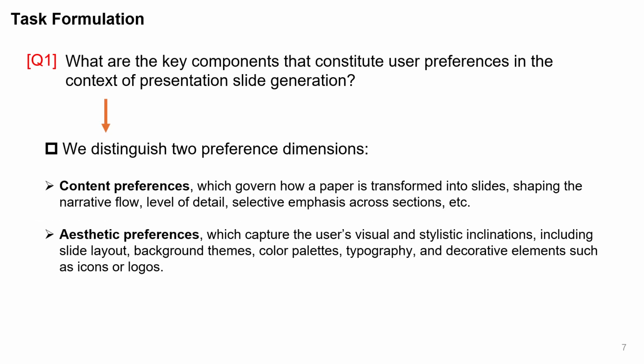In our task formulation, we distinguish user preferences in two dimensions. First, content preferences, which govern how a paper is transformed into slides, shaping the narrative's flow, level of detail, selective emphasis across sections, and so on. Second, aesthetic preferences, which capture the user's visual and stylistic inclinations, including slide layout, background themes, color patterns, typography, and decorative elements such as icons or logos.